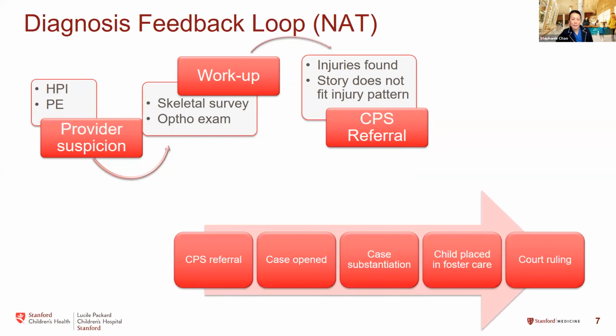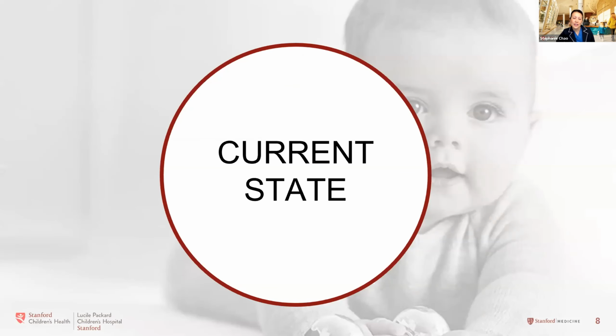So after a CPS referral is made, the case has to be opened or not opened. The case may or may not then be substantiated. A child may or may not then be placed in foster care. And ultimately, there's a court adjudication. So this really should be the feedback loop. But the problem is this feedback loop rarely, if ever, actually happens to the original provider who made the quote unquote diagnosis. So that leads to a lot of problems with the current state.